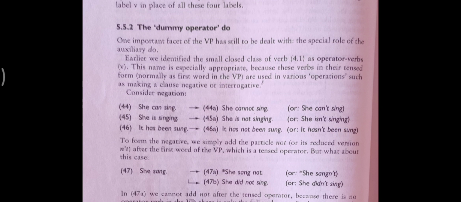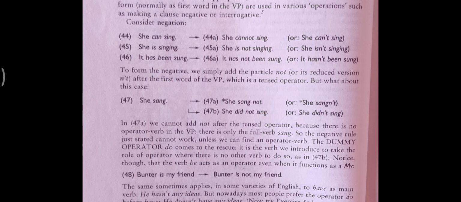One of the important aspects of the verb phrase is that if we do not have any so-called operator verb, we definitely need to think about which operator verb we can find there. Because these verbs in these tense forms are used in various operations, such as making negatives or forming questions. Okay, she can sing, she cannot sing. Here we don't have any problem. She is singing, she is not singing. Here also we don't have any kind of problem.